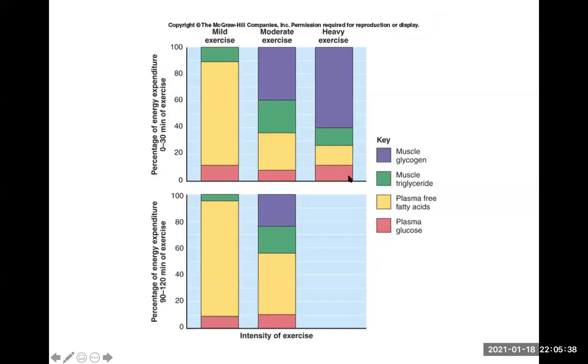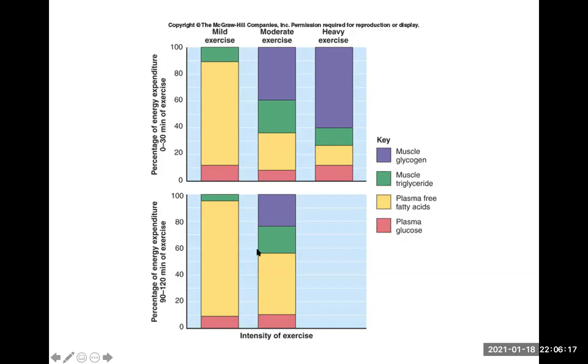This is intensity. So exercise: mild exercise, moderate exercise, and then heavy exercise, versus the intensity on the side and the percentage of energy expenditure. Obviously with heavy exercise, you're expending a lot of glycogen in the body. You're breaking down some fats and a little bit of glucose. Mild exercise, basically you're breaking down a lot more fatty acids, and then depending on the duration of time, right? If you're working out for longer periods of time, obviously you can't sustain heavy exercise.